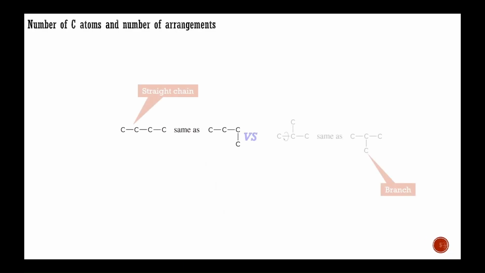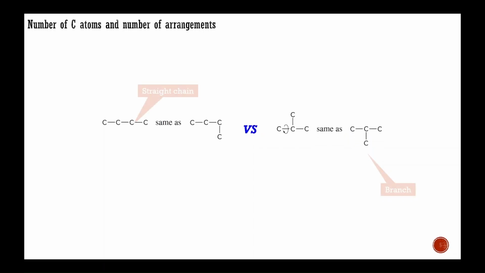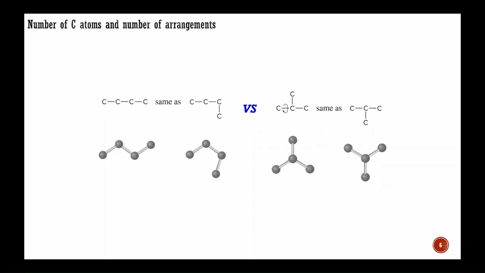For 4 carbon atoms, however, they can be arranged in 2 ways: as a straight 4-carbon chain or as a 3-carbon chain with a 1-carbon branch attached to the central atom. If we represent these chains using a ball and stick model, while considering that carbon atoms in saturated systems are tetrahedral, the differences between these arrangements become very clear.